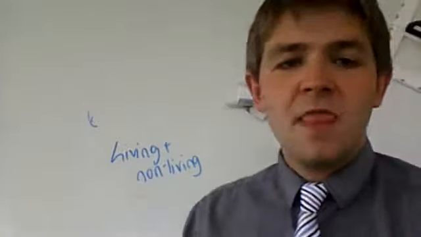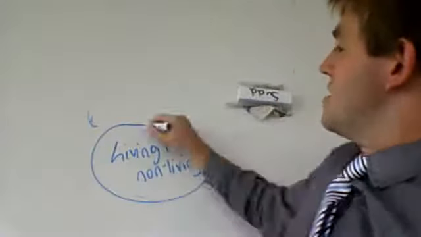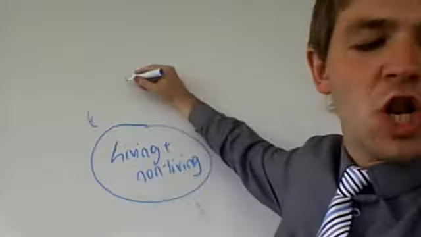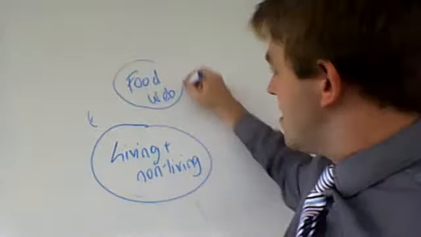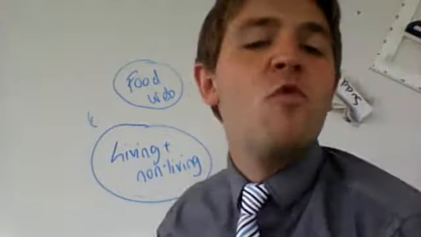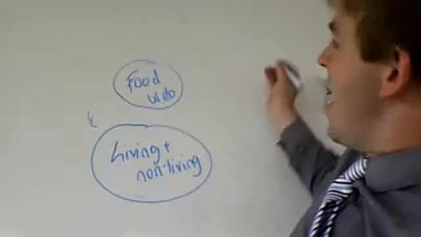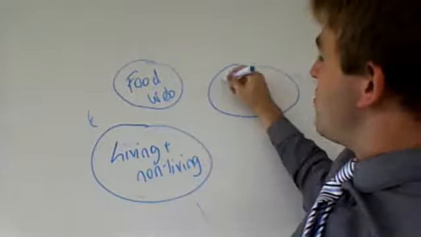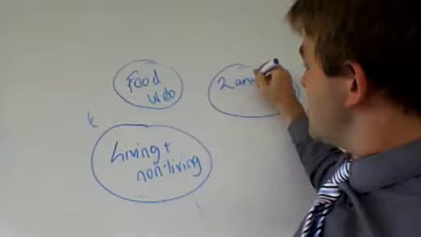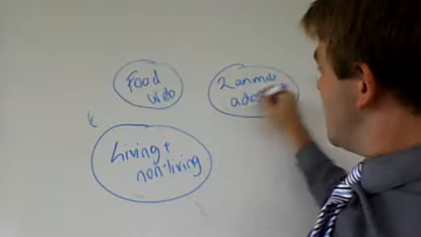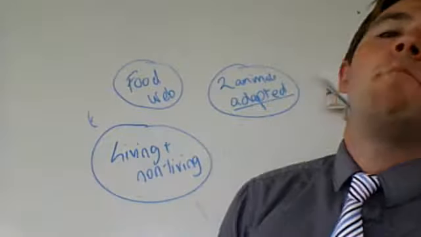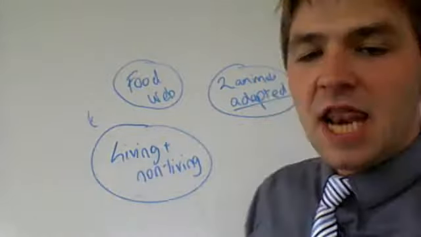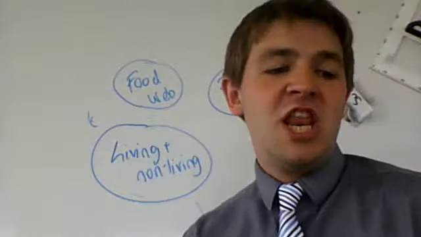We also, if we have this kind of factor of our ecosystem, I also want to look at being able to produce a food web. A realistic food web for the ecosystem that you've chosen, and as well as that, be able for 2 animals to say how it's adapted, how the animal is different because of the environment and living and non-living conditions in the ecosystem it lives in.